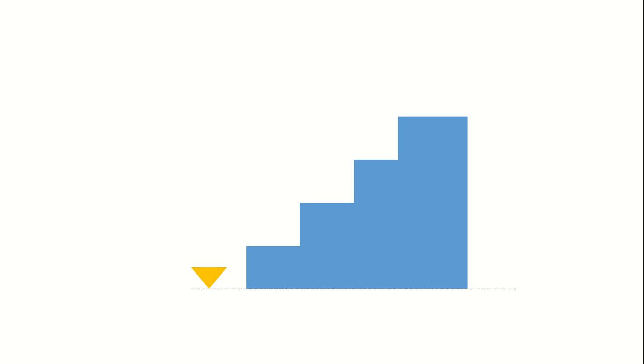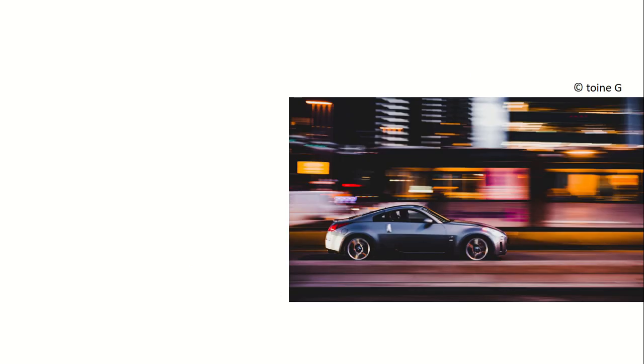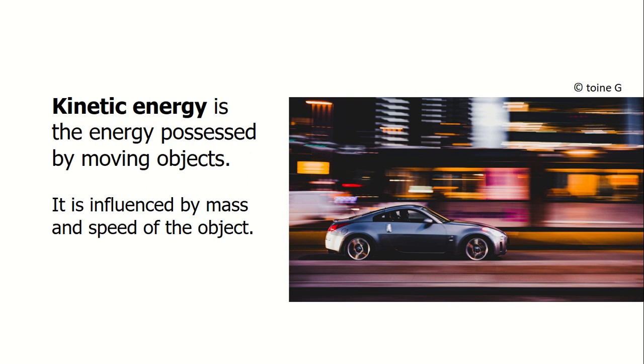Let us say, for example, that the ball was dropped from the top of the stairs. It will be then losing its potential energy as it approaches the ground or the 0 point position. Instead, the potential energy is transformed to kinetic energy. Kinetic energy is energy possessed by moving objects.